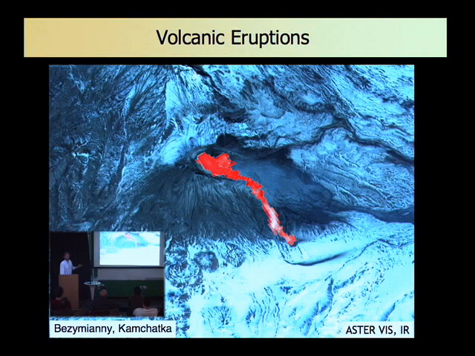You can also do things like monitor volcanic eruptions. This is a satellite image in the visible with a superimposed infrared image. It's an active eruption taking place in Kamchatka, seen from space. And so for volcanic hazards and volcanic eruptions, obviously the infrared is a powerful tool.